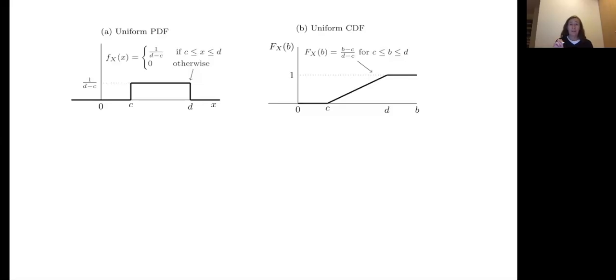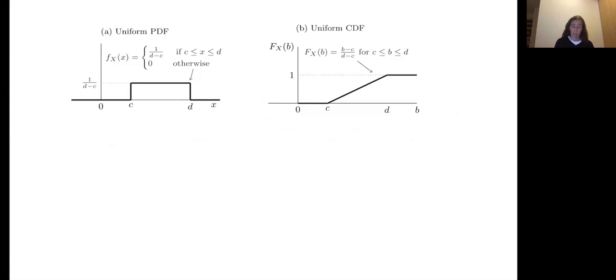Okay, so now we are ready to integrate the PDF of a continuous random variable to get the CDF. What we're going to do is start with this continuous random variable, so we start with its PDF, and we're going to find its CDF.